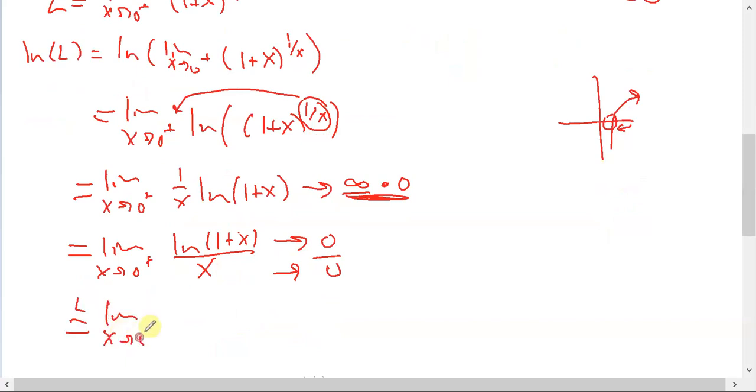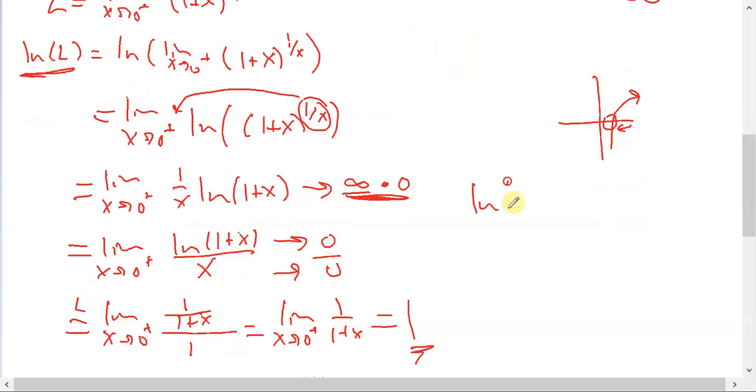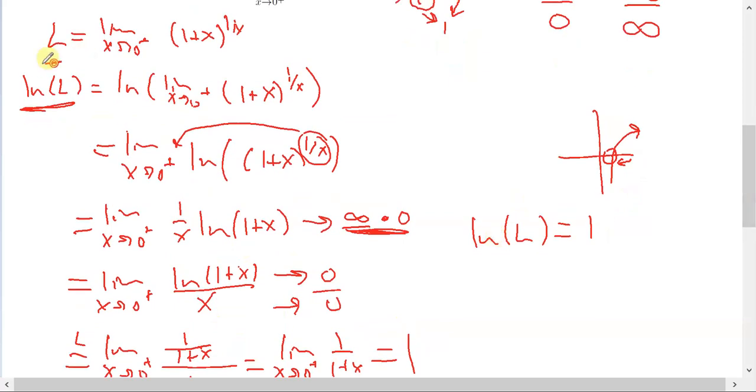So this is the limit as x goes to 0. Derivative of the top is the derivative of 1 plus x divided by 1 plus x. So be sure you use the chain rule correctly. Derivative in the bottom is 1. Well, so that's just the limit as x goes to 0 of 1 over 1 plus x. And now letting x go to 0, I get a 1. That's not my answer, right? Because if I work my way back through here, that's actually natural log of L is 1. But looking right above that, I need L, not natural log of L.